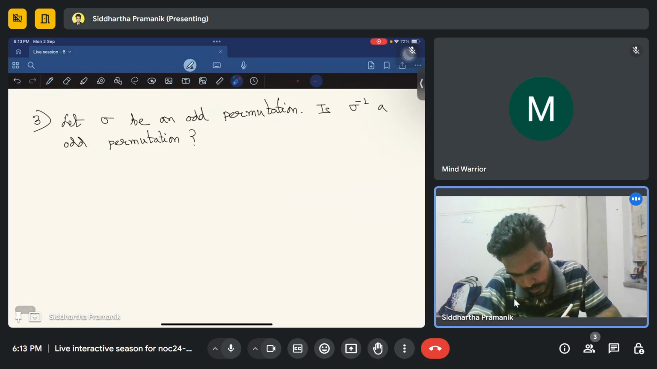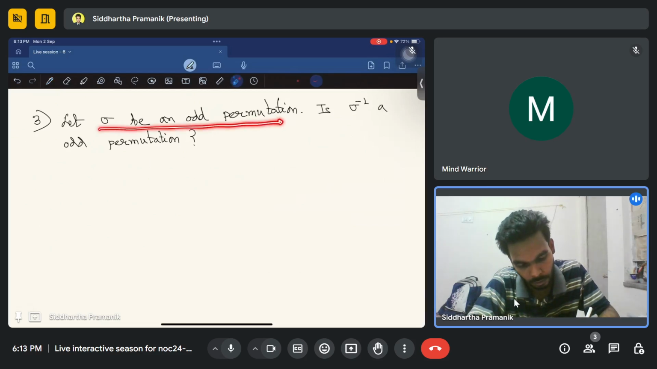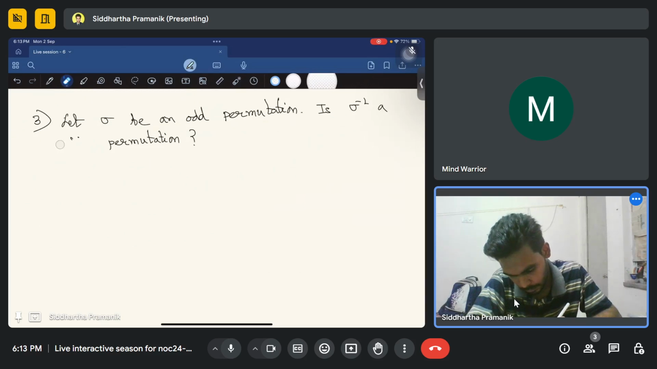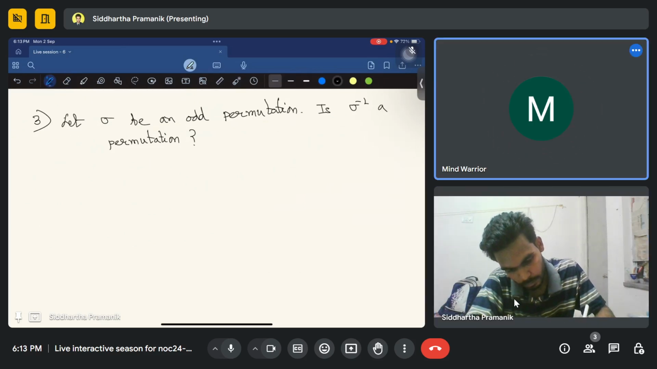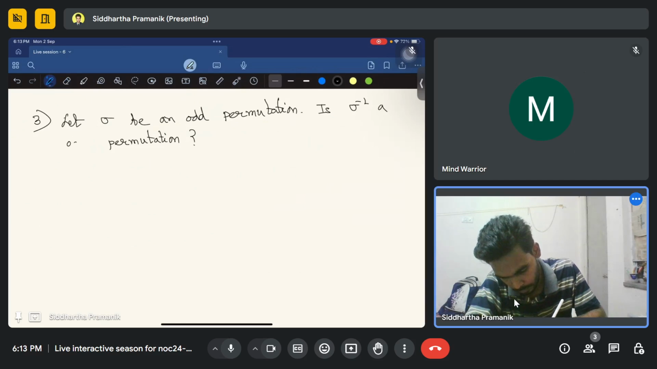So given sigma is an odd permutation, what can we say about sigma inverse? Is it odd or is it even? It is also an odd permutation. Yeah. So basically it is if and only if. So inverse.